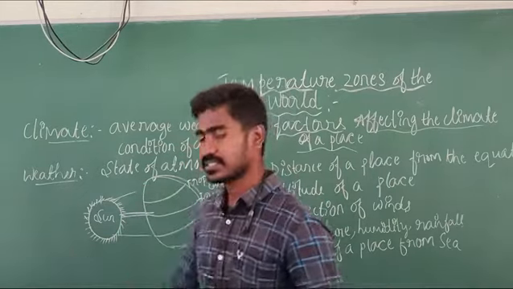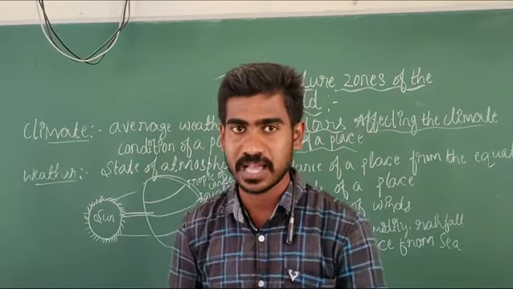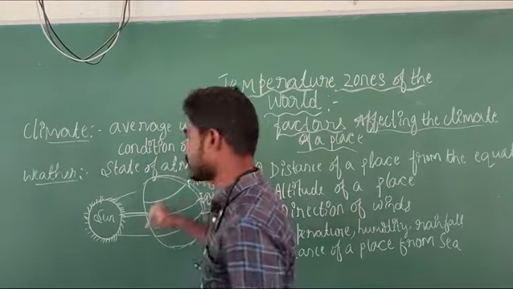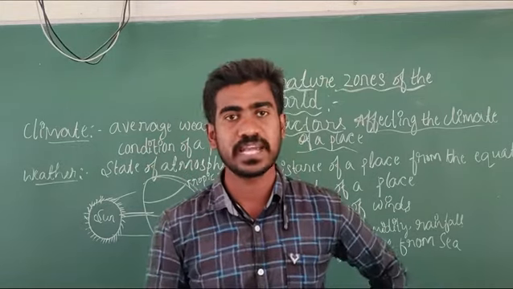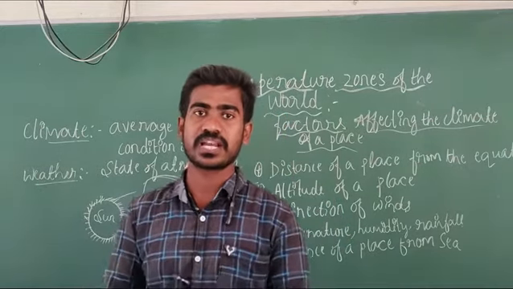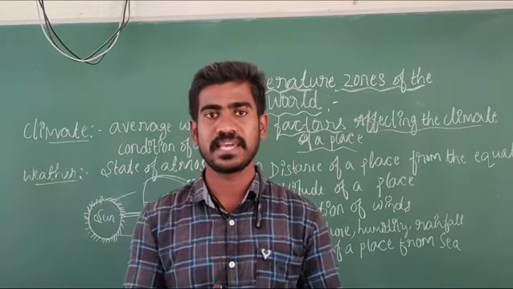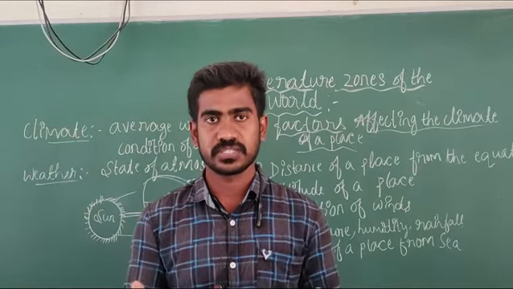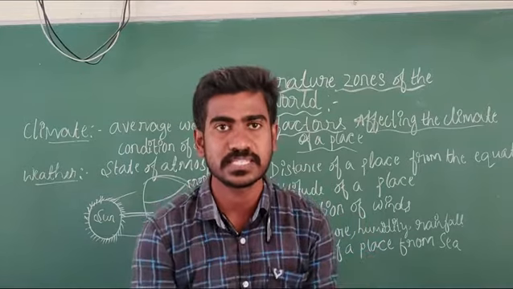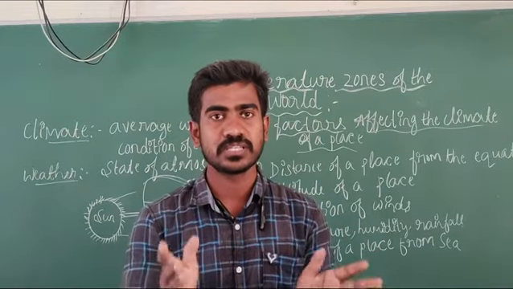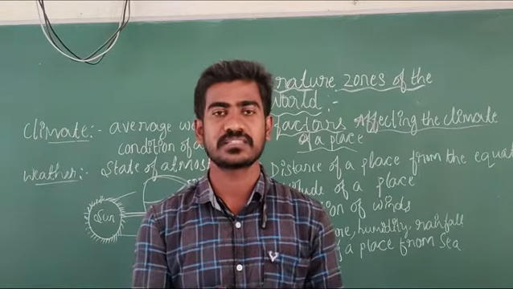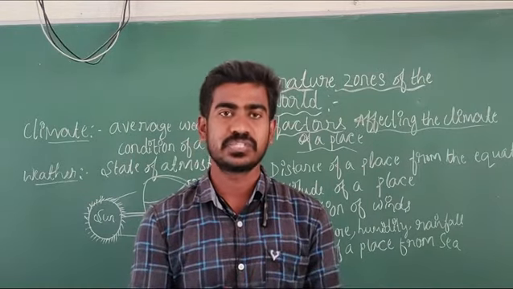But the climate is constant. What is climate then? See, the average weather condition of a place is climate. So how do they find out the climate of a country or any place? They observe the condition of the weather for 20 years in this place. If for 20 years the average condition is heat, then they consider this a heat zone.